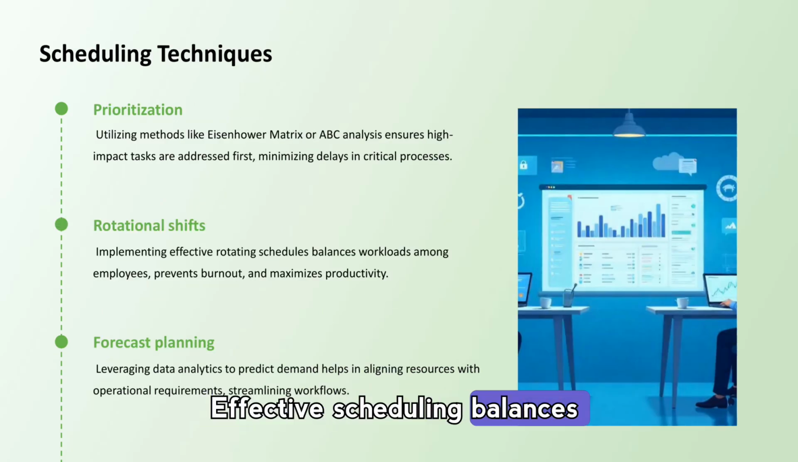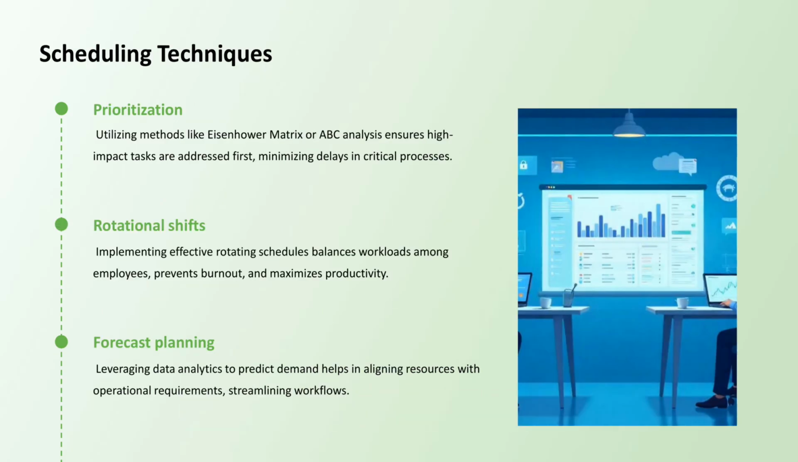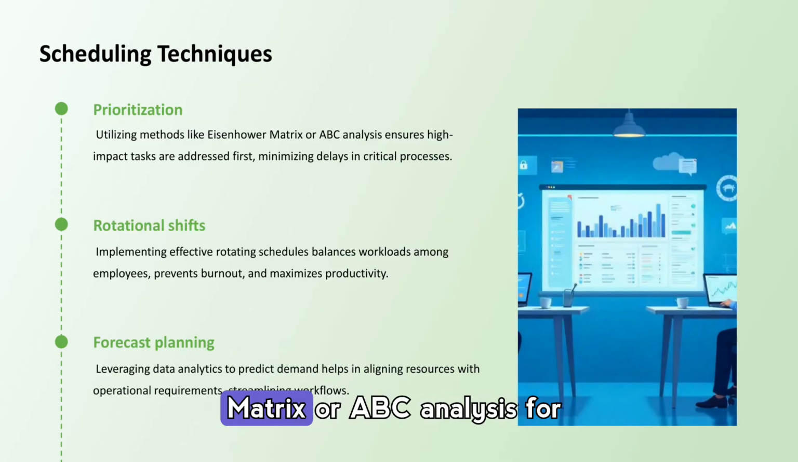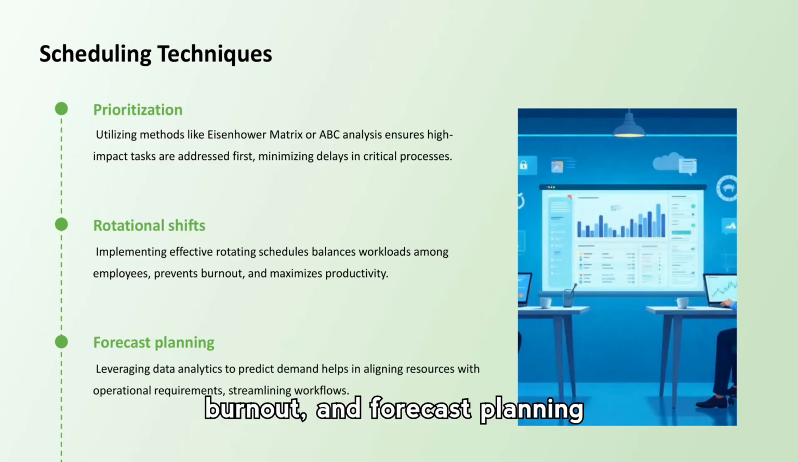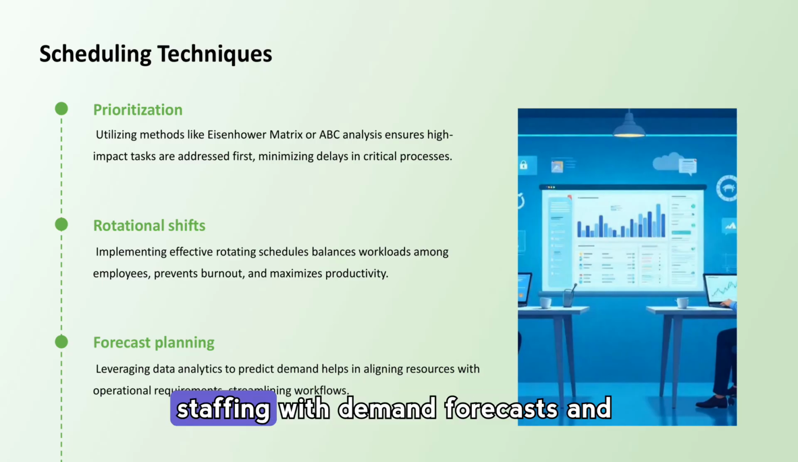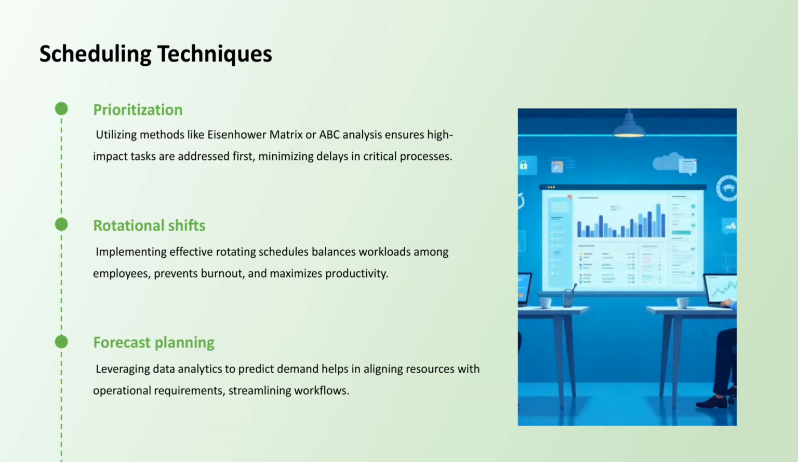Effective scheduling balances priorities with workforce capacity, using methods like the Eisenhower matrix or ABC analysis for prioritization, rotating shifts to distribute workload and prevent burnout, and forecast planning powered by data analytics to align staffing with demand forecasts and minimize bottlenecks during peak periods.